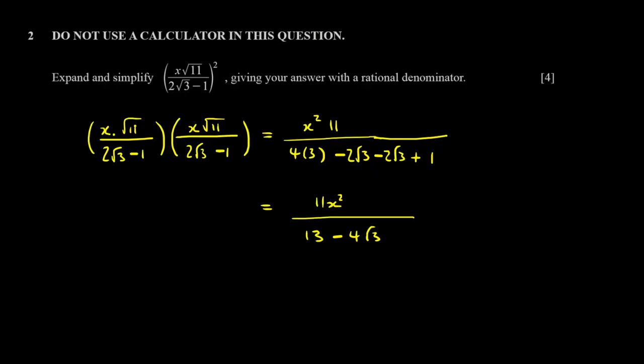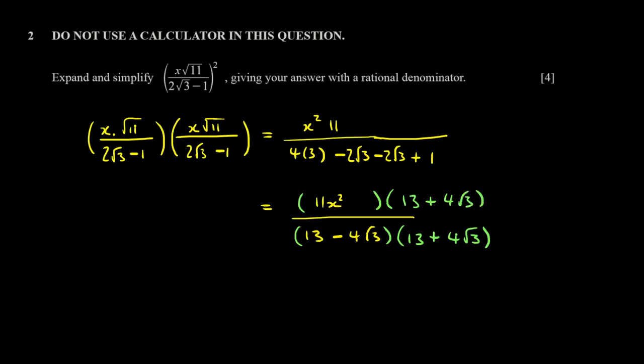So what we've got to do now is rationalize our denominator. And the way we rationalize our denominator is we multiply the top and bottom by the conjugate. And the conjugate is 13 plus 4 root 3. In other words, if you've got an expression a plus b on the denominator, you need to multiply everything through by a minus b. And vice versa, if you've got a minus b, you've got to times by a plus b. Okay, so on top and bottom, we are multiplying by 13 plus 4 root 3.